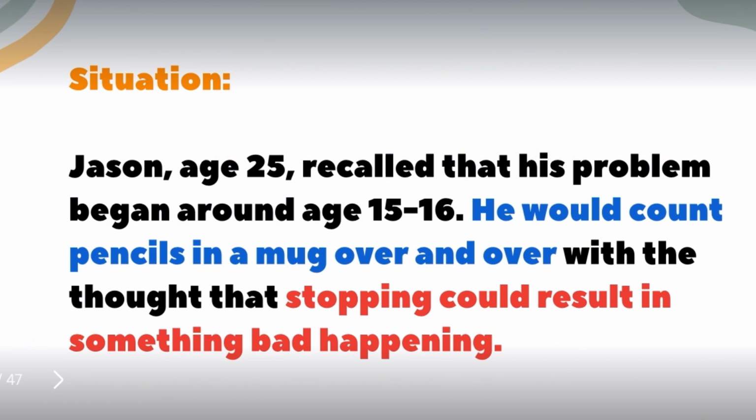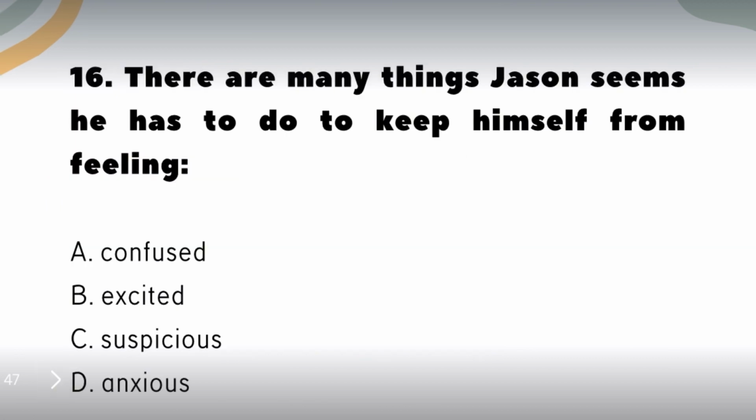Jason, age 25, recalled his problem began at age 15 to 16. He would count pencils in a mug over and over. This is an example of obsession, with the thought that stopping could result in something bad happening. This is an example of compulsion. So, technically, meron siyang obsessive compulsive based on the symptoms na dinidisplay ni Jason. There are many things Jason seems he has to do to keep himself from feeling what? A. Confused, B. Excited, C. Suspicious, D. Anxious. Tandaan, obsessive-compulsive disorder is a type of anxiety disorders.